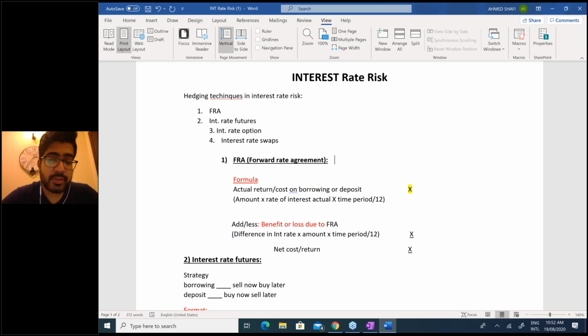Benefit, if it's deposit, it increases return. Add it. If it's a borrowing case, cost of borrowing, the benefit reduces cost, deducted. If it's a loss, loss increases cost. So in case of cost, add it, but loss reduces return. In case of return, deducted. Okay, I can take any questions here and then move towards futures.